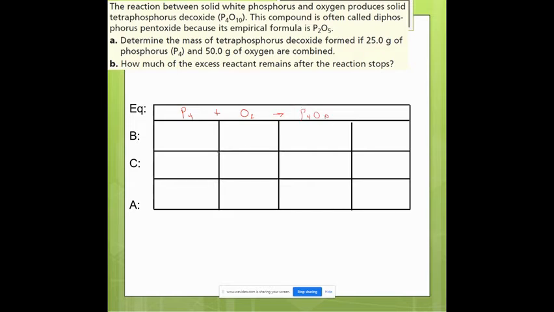Okay, so balance the equation. The only thing we have to do is put a 2 here and we'll get it balanced. All right, so they're telling us that we're starting out with 25 grams of this. If I take that and divide it by the molecular mass for P4, which is 124, I'm going to end up with 0.202.